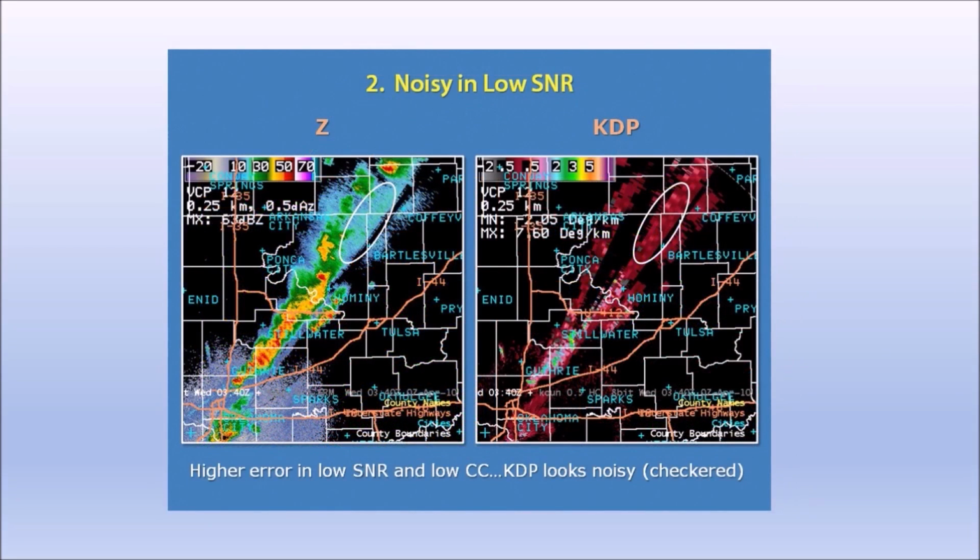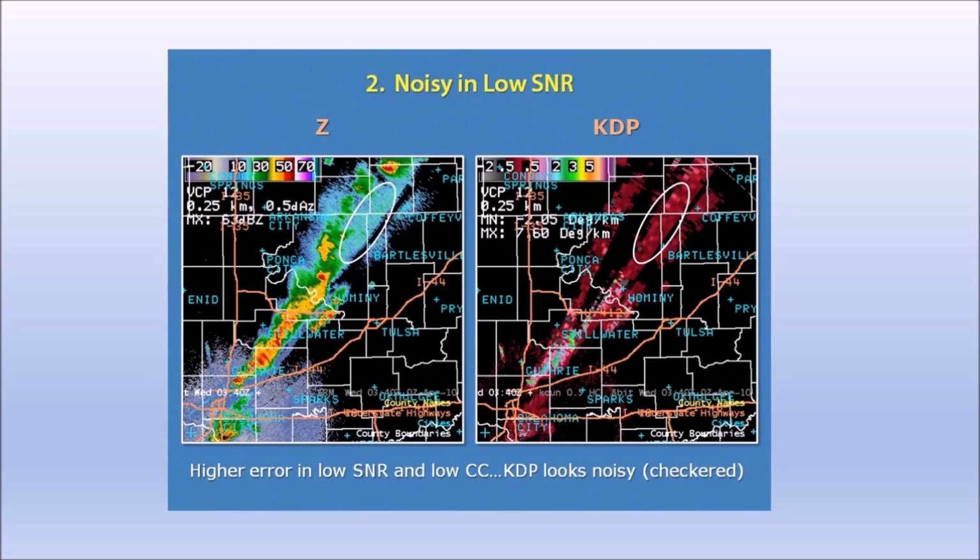Here we will examine the effects of low SNR on the error in estimation of KDP. In areas of low SNR, KDP will become noisy. In this example, the echoes highlighted are at far range from the radar and have low returns, less than 25 dBZ. Therefore, the SNR is very low. Looking at KDP, we see that it looks very speckled, or noisy. Common situations where SNR is low: reflectivity at far ranges and weak reflectivity along the very edges of storms.